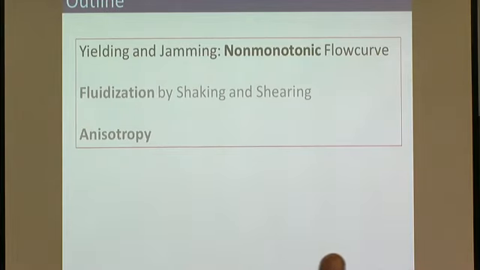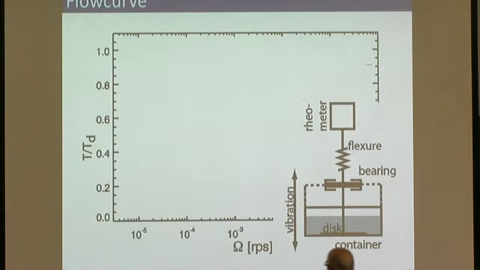The first thing I want to show you is this non-monotonic flow curve, the relation between stress and strain rate. We're going to do a very simple experiment. We have our split bottom cell. We have this bottom disc sitting here, and through a complicated way, it's coupled to our rheometer.